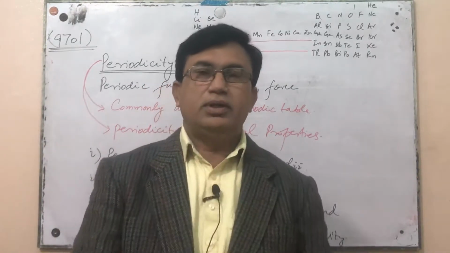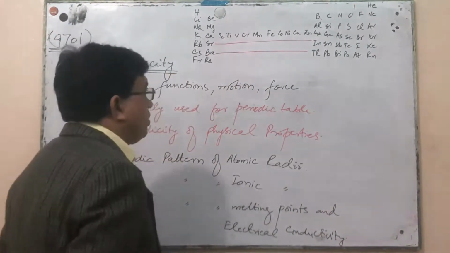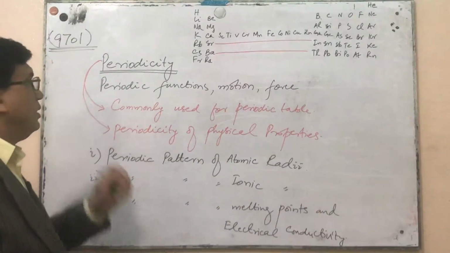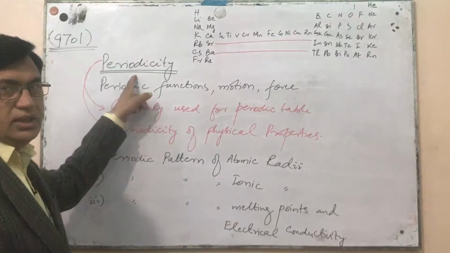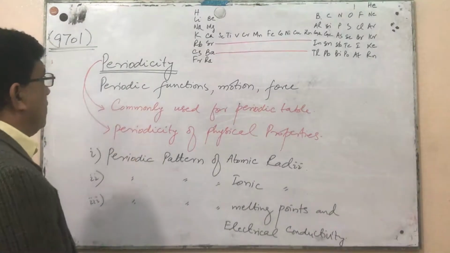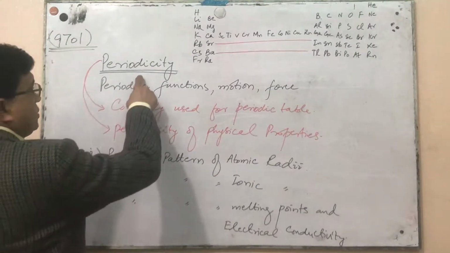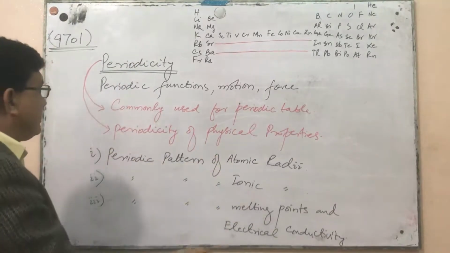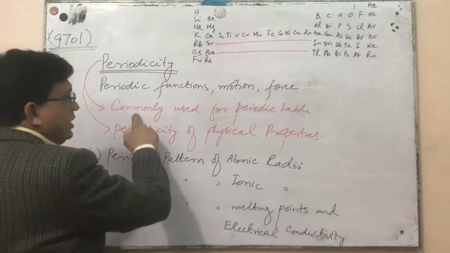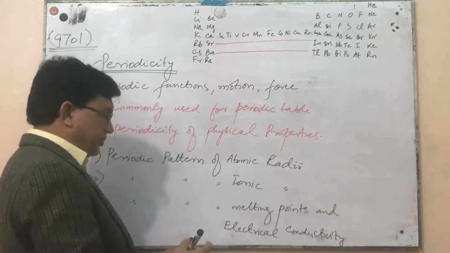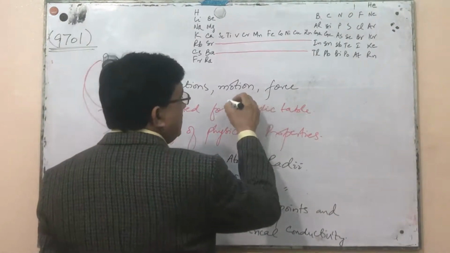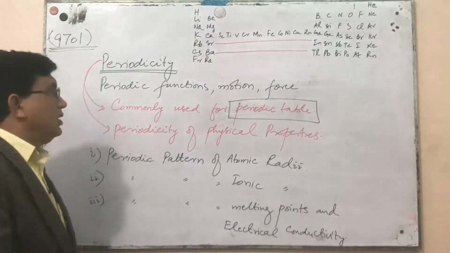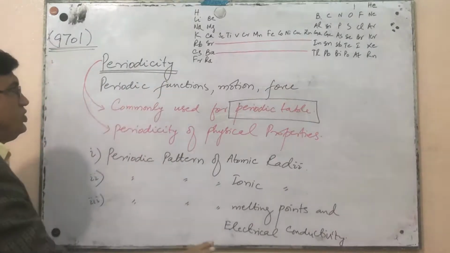Hello everyone. Our today's topic for A-level chemistry is periodicity. Normally, this term periodicity is mainly discussed with respect to the periodic table. The periodic table is the main focus where the term periodicity is used.